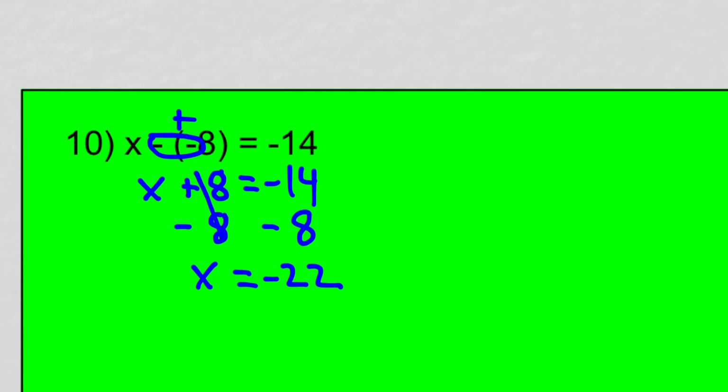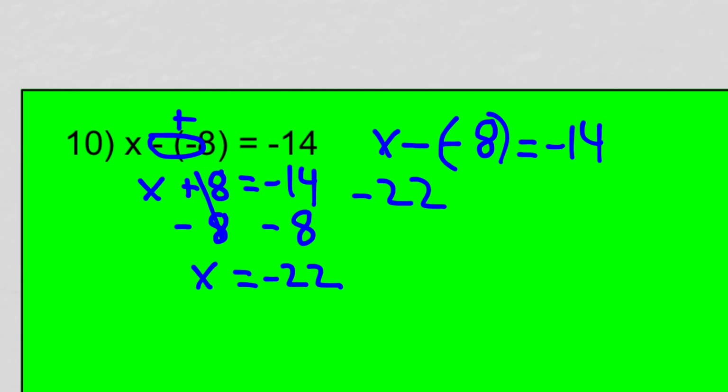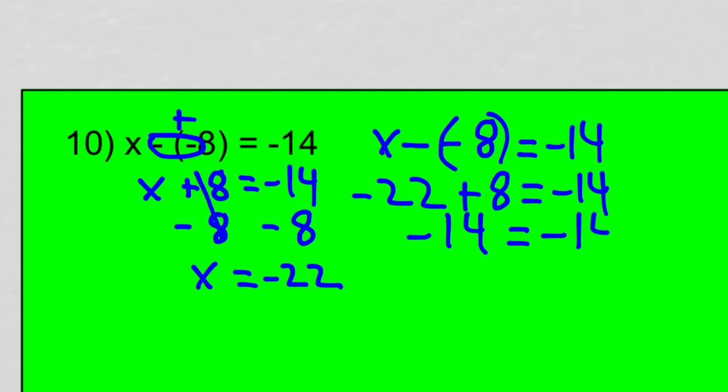And then if I wanted to check it, x minus negative 8 equals negative 14. Well, negative 22, and let's do the plus 8 equals negative 14, and that's absolutely true. Negative 14 equals negative 14.